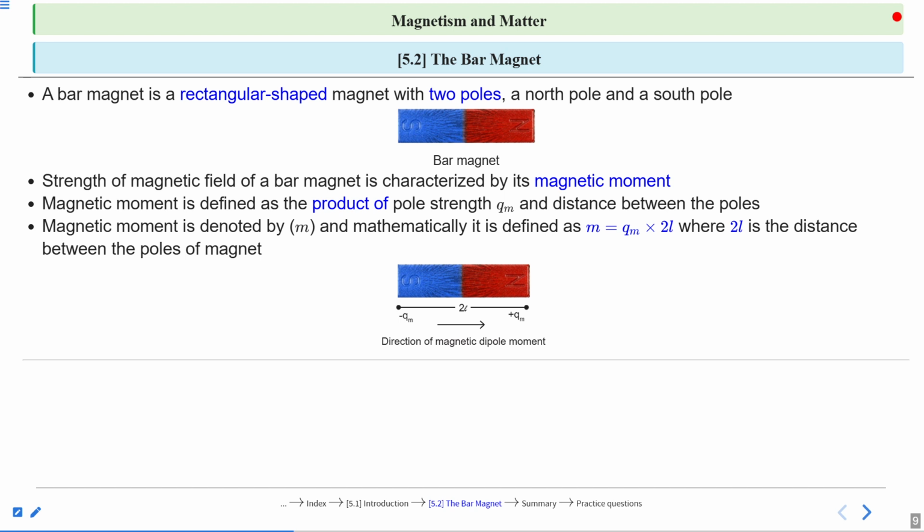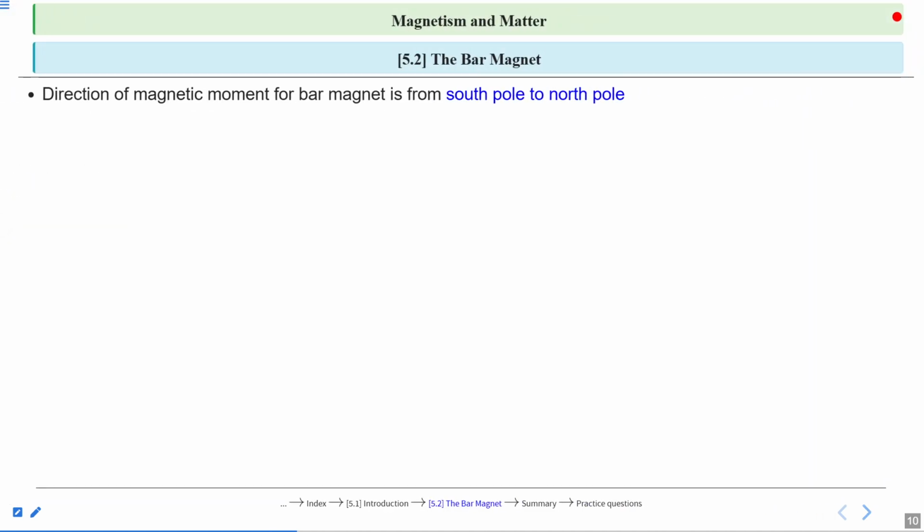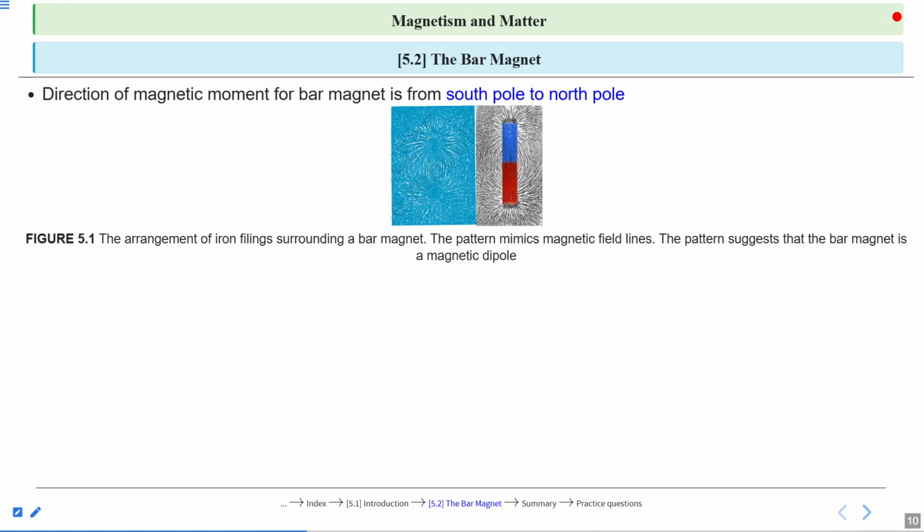The direction of magnetic moment is from south to north, from minus Qm to plus Qm. In electrostatics, the direction of dipole moment is from minus q charge to plus q charge. In magnetism, the direction of magnetic moment is from minus Qm to plus Qm, or we can say from south pole to north pole. Got it? So the direction of magnetic moment for a bar magnet is from south to north pole.